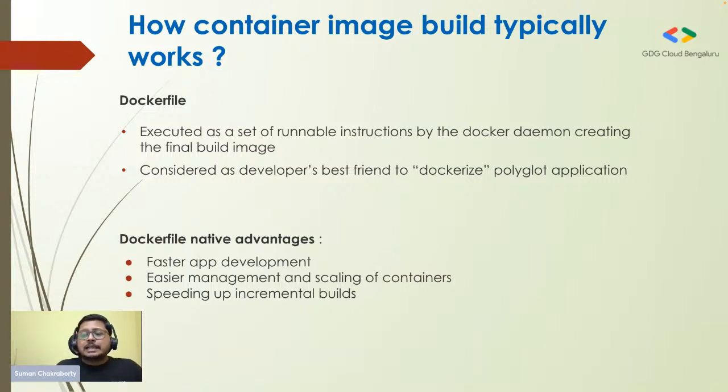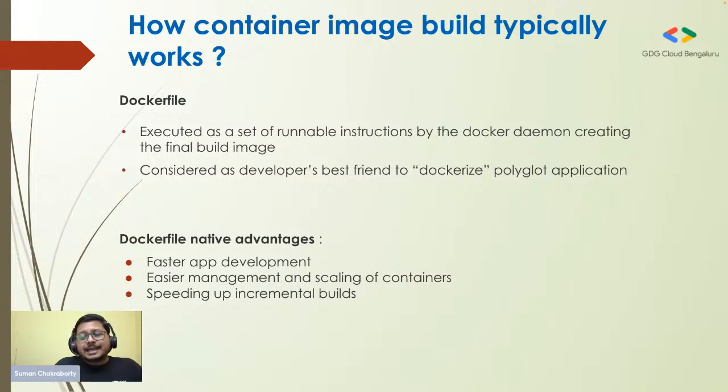Now, the Dockerfile has been considered to be the developers' best friend in Dockerizing polyglot applications. It fits into every scenario, whether you think about building a Java application or a Python application, the workflow remains almost the same. You basically build a Dockerfile and provide it as input to the Docker daemon, which takes it as a context and builds it from scratch.